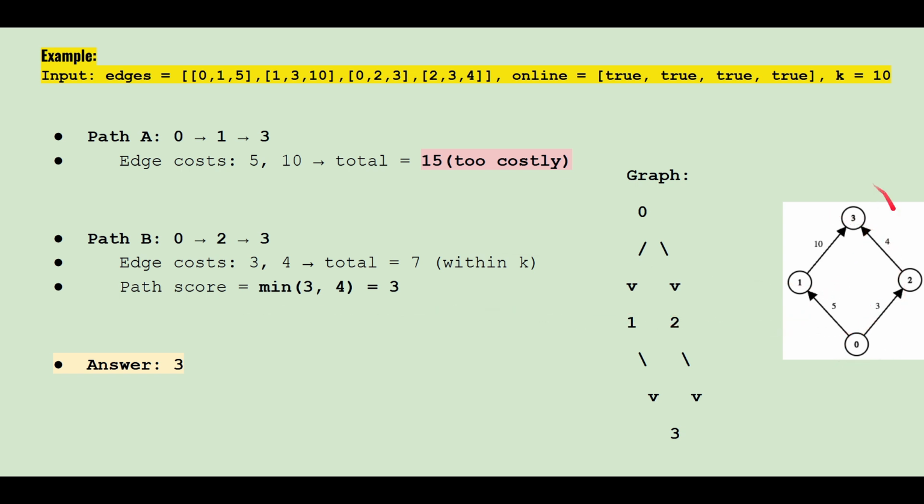So this path is valid. Now we have to find the path score. What is the path score? It should be the minimum of all the given edge costs, right? The question was saying so. So of 3 and 4, which is the minimum? 3, and so the answer is 3. We have selected this valid path. Among all the valid paths, there will be multiple valid paths, in which we have to take the one whose path score is maximum, and that will be returned here.